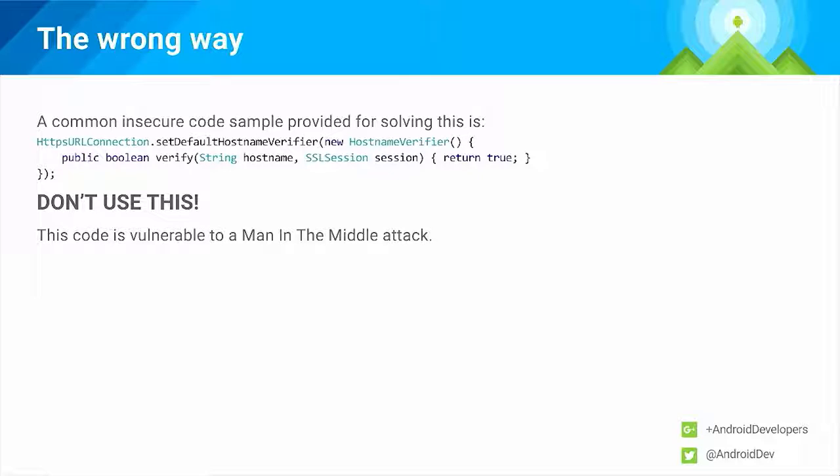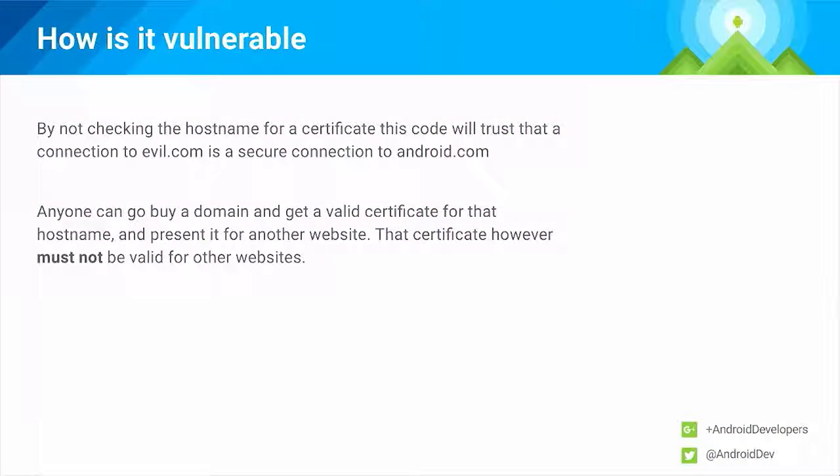So the wrong way to do this, some very common advice out there, is you replace the default hostname verifier with a hostname verifier that always returns true. So is evil.com trusted for this connection to Android? Yes. This is obviously bad code. Please don't ever use this. It's very easy to man in the middle. I go buy a certificate for evil.com. In your connection to android.com, I just hand you that certificate. You say, oh, yeah, this is trusted, it was issued for evil.com. Connect. So this means that you will connect to basically any valid certificate.